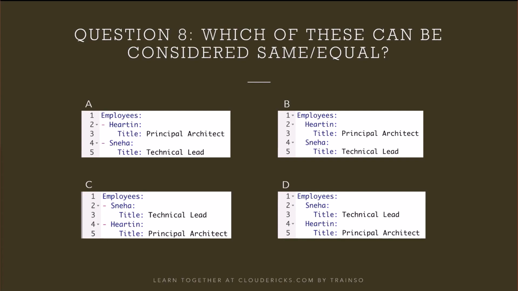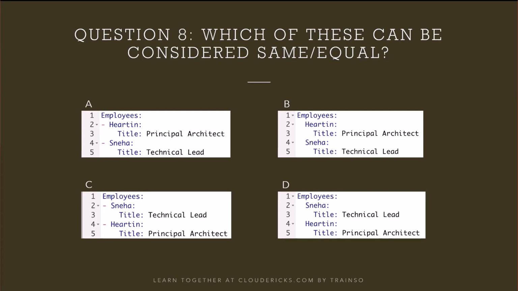So C and D cannot be same at any case. So the only thing left to compare is A and C and B and D. If you compare A and C, both of them are lists. But in A, the order is Hearten followed by Sneha, and in C, the order is Sneha followed by Hearten. For lists, ordering is important. So Hearten followed by Sneha and Sneha followed by Hearten are not the same. So A and C are not equal or same.